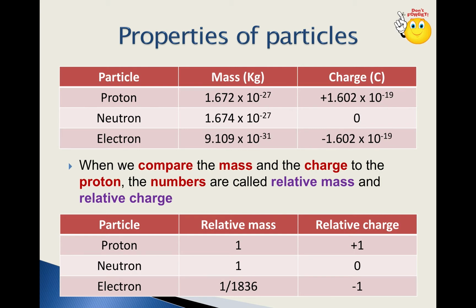We can see that the mass of the proton is 1, the mass of the neutron is 1, and the mass of the electron is very, very small. And we quote it as a fraction, 1 over 1836. The relative charge of a proton is +1, the neutron is 0, and the electron is -1.